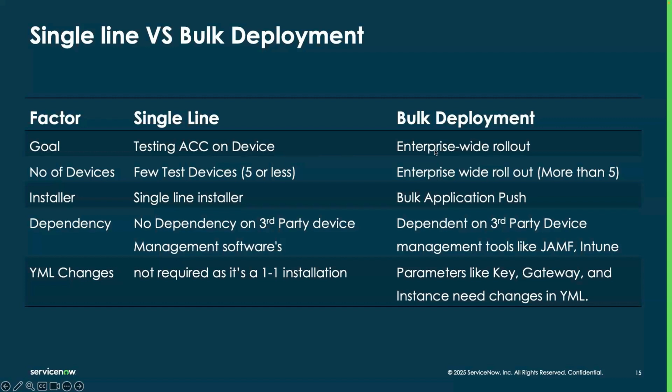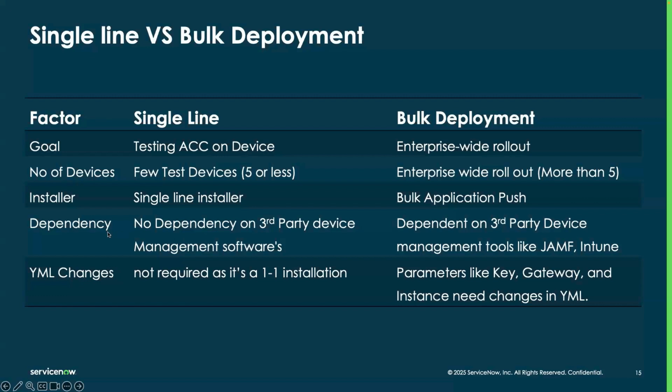In case of bulk deployment, the goal is an enterprise-wide rollout. Some of the differentiators: if you are targeting 5 devices or less, you can follow the single line. But if you have more than 5 devices, or if you have an enterprise-wide rollout, follow the bulk deployment. In terms of installer, if you're using single line or manual, you can use the single line installer. And if you have a bulk deployment, then you can download the package or push the package via deployment applications.